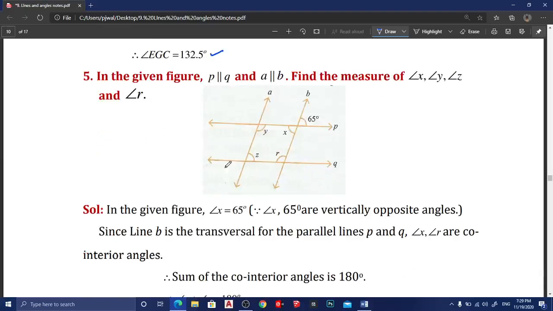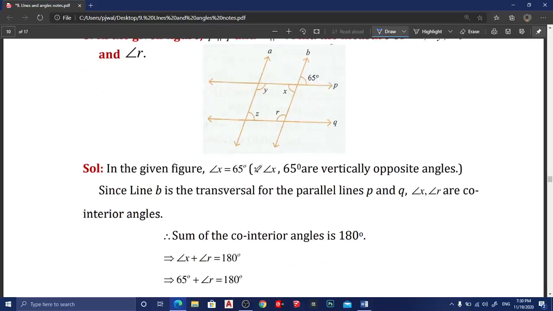In the given figure, P is parallel to Q and A is parallel to B. These two lines are parallel and these two lines are also parallel. Then find the measure of angle X, angle Y, angle Z and angle R, which are interior to these two pairs of parallel lines. One of the angles is given in the figure as 65 degrees. So this is the clue for us.